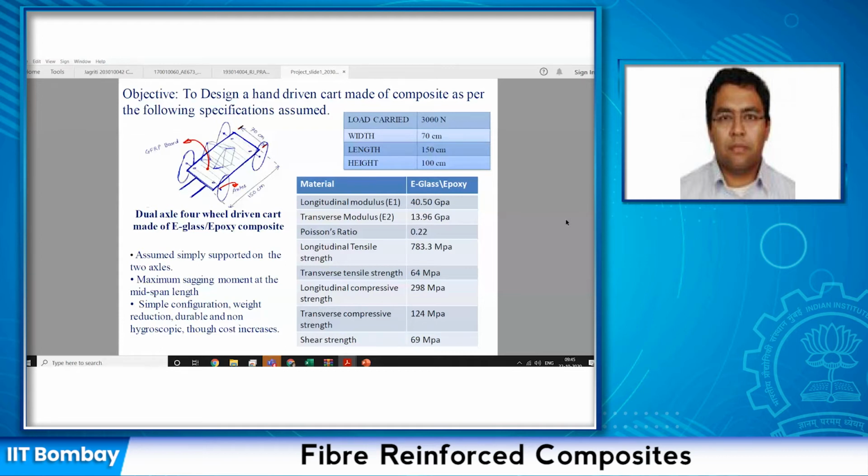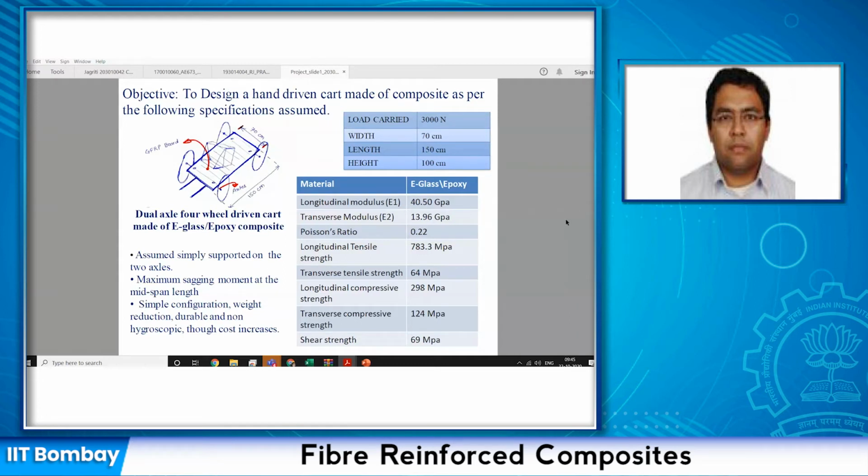Based on these factors, I will be trying to design a dual axle four-wheel cart, and the shelf board of this cart will be made up of e-glass epoxy resin composite. I have assumed a simply supported shelf board which is kept upon the two axles, and the wheels are larger in diameter. The larger diameter wheels are easier to push, and that's why they have been adopted.